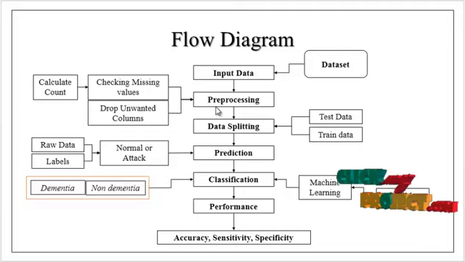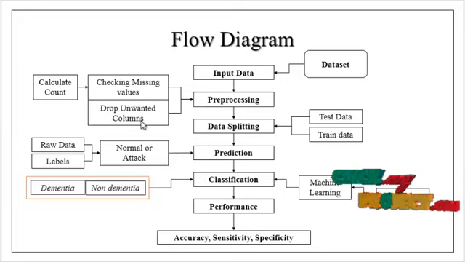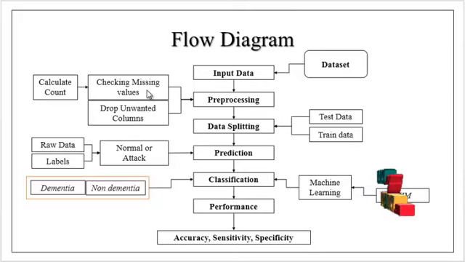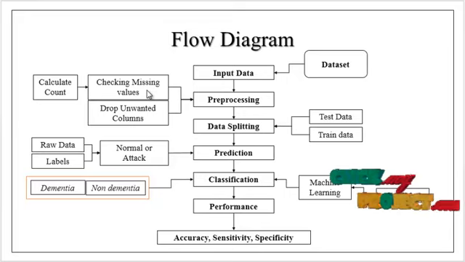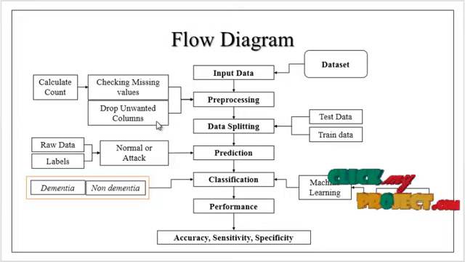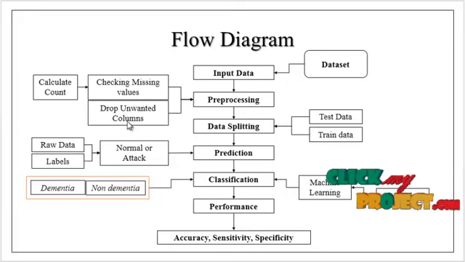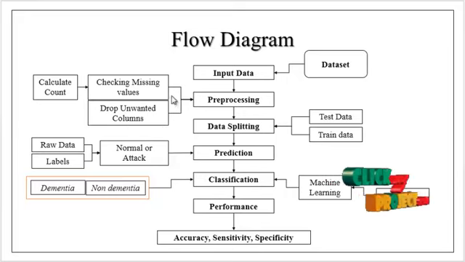In this pre-processing stage, we have two kinds of preprocessors. One is checking the missing values, and the other is dropping unwanted columns. If missing values are present in a particular column or field, they will be calculated and then neglected. In case the entire column is wrong or an unwanted column is present in the dataset, it will be dropped by using this module. After these two pre-processing steps, we move to the data splitting.